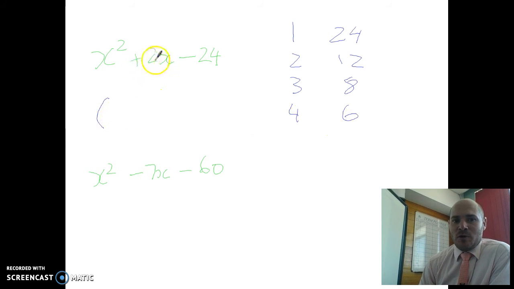So if I want the positive 2, I'm going to have negative 4 plus 6. That gets me my positive 2, so that's how I write them. X minus 4, x plus 6.